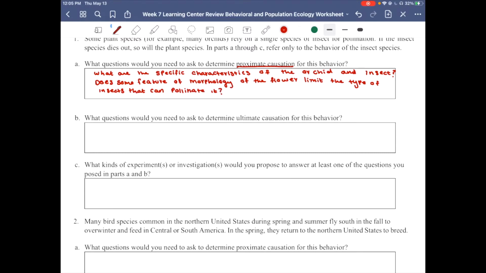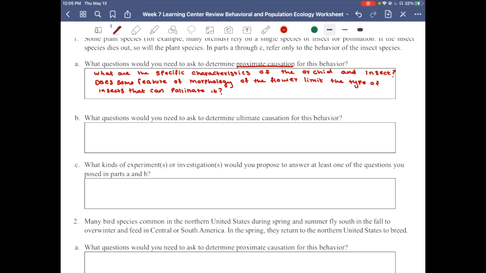Another question that you can ask is, are there specific insect species that are unable to pollinate other flowers? So this is kind of a similar question, but looking at, are they unable to? And then other things you can look at are color pattern, fragrance, type of nectar, everything else that might draw the insect to only this type of orchid.